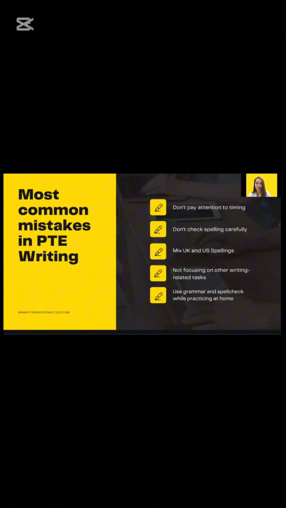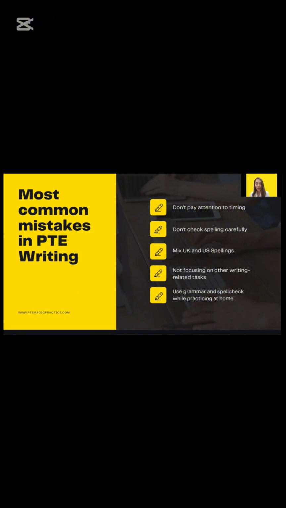So there are 5 mistakes that you normally make in writing. Firstly, you don't pay attention to timing. You're so focused on writing, you don't even look at the timing. Then you suddenly look at the timer and there's only 1 minute left, or even the timing is already finished, but you haven't finished your writing. So always pay close attention to the timing. See how much time you have left to write.